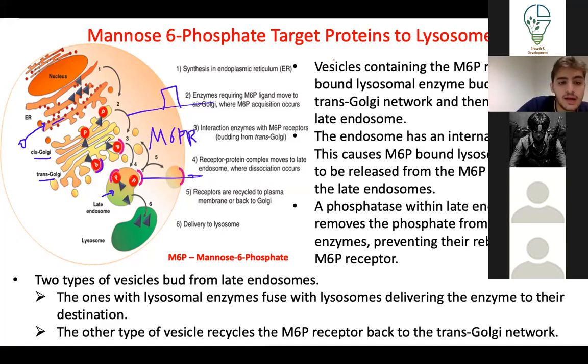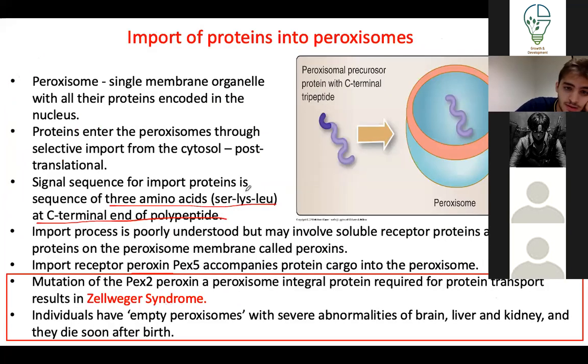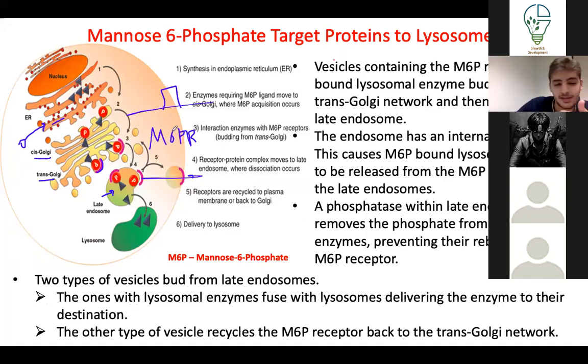Now, anything that doesn't allow this to happen will cause a disease. One of the mechanisms in which a disease can happen is the mutation of the phosphotransferase enzyme. So Ibrahim, you didn't mention this enzyme. When did we talk about this? Okay, I'll talk about it.